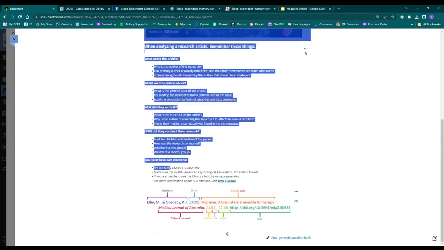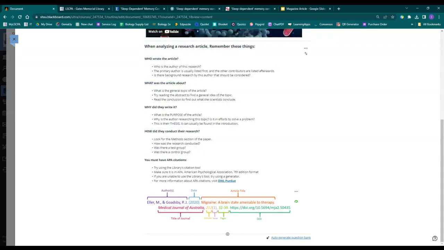You also need to make sure that you have APA citations, and since we're using the library to find the APA citations, this will be really easy. If you are not using the library, then you might need to read up on citations by going to this website. Your APA citations are always going to have the author's names, the date, the article title, the journal title, the volume, issue, and page numbers, and the DOI. If you are missing any of these items, I will send this back to you and ask you to update it.